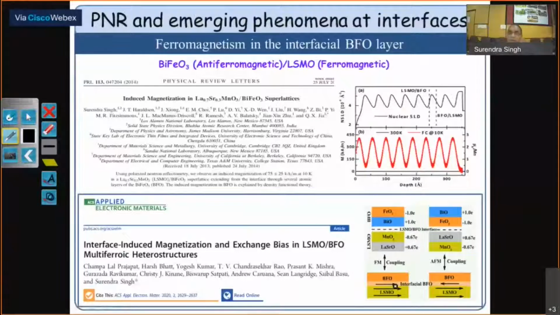What I mean to say is, the interfacial BFO layer is showing ferromagnetism in both cases, but in one case, where we are seeing FM coupling, the ferromagnetic moment is aligned towards the LSMO. In the other case, the whole thin interfacial BFO layer is ferromagnetic. 2020, and we found, and I will explain this system and it is possible.